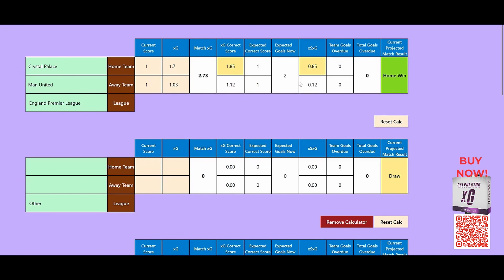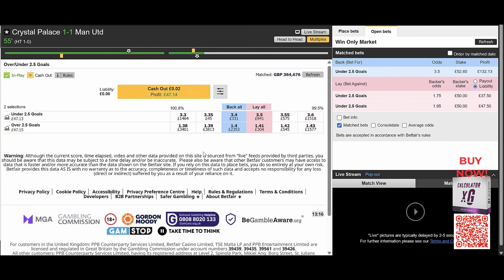And yeah, we're still here. We've not got any goals overdue. We're still expecting Crystal Palace win on this one. So obviously there's lots you could consider. If you want to get back involved on the goal markets, you might want to wait until another goal is overdue. Remember, the longer you wait, the better the prices that you're going to get.